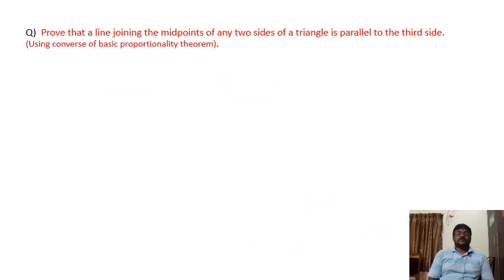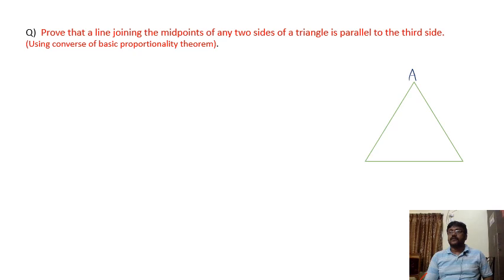Another question of the same kind, like what we have done earlier. Prove that a line joining the midpoints of any two sides of a triangle is parallel to the third side. Again, here we were given a hint, but we may not get one in our examinations. Okay, let's try to understand this question by solving it.